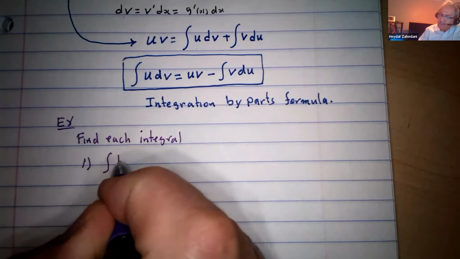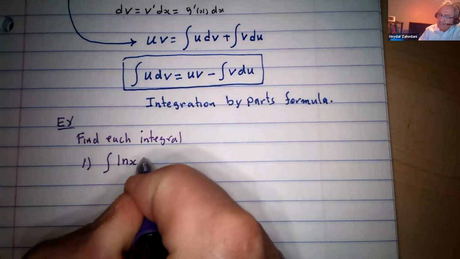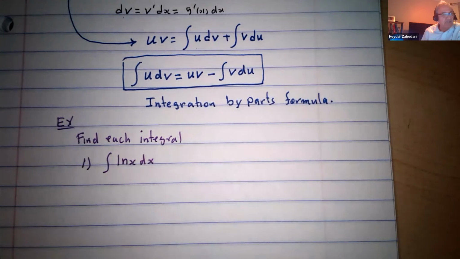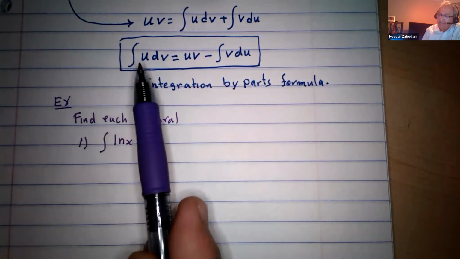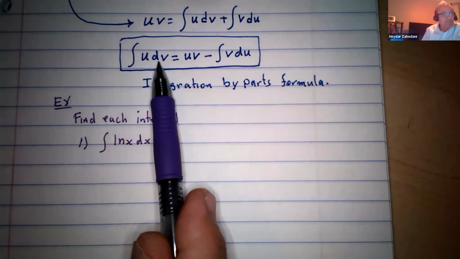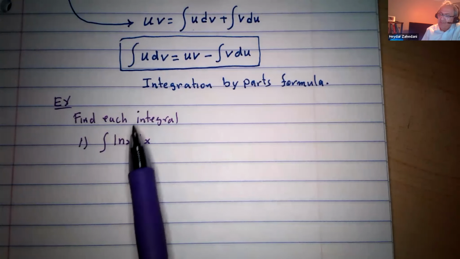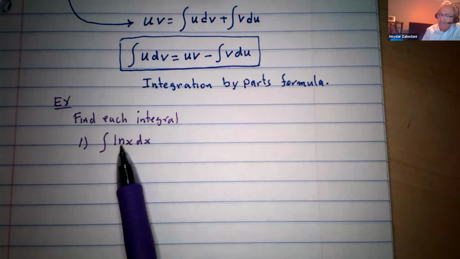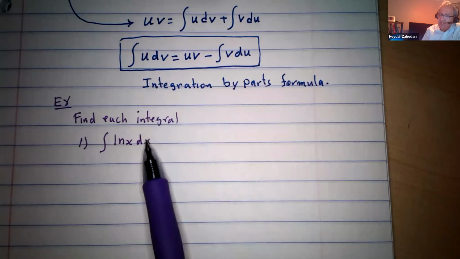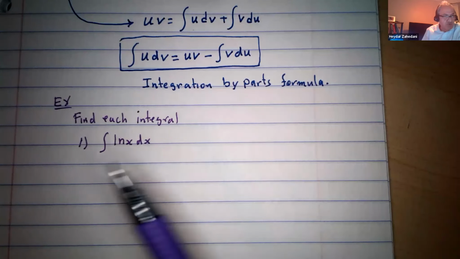Integral of ln x dx. That's the most popular one. Then I extend it. This integral can be done only by the integration by parts formula. So how are we going to do it? Just compare u dv. If you compare them together, you have to pick the u to be ln x and the dv to be the dx. You have no other choice.